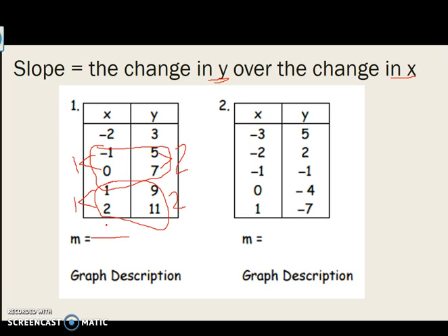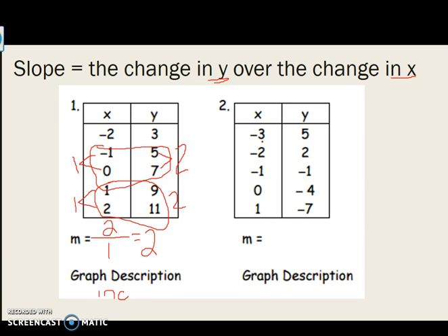So now the slope, I can write it like this. The change in y is going up 2, it's positive 2, and the change in x is 1. So I can leave that as a ratio of 2 to 1, or I can simplify that and say the slope is just 2. Now since it's positive, that means this is increasing. So down here you would write increasing.